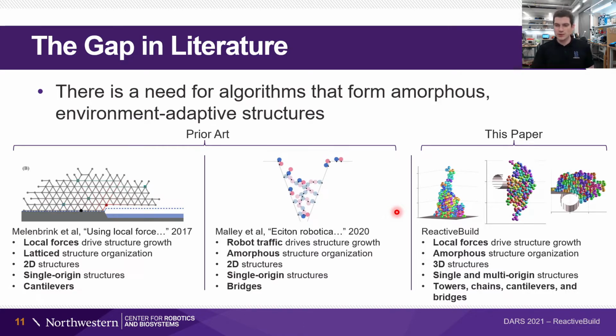And so that brings us to Reactive Build. So like Mellenbrick et al., the robots will be using force in order to guide construction. But what sets Reactive Build apart from these other two examples is, first, it's going to be presented in 3D. Second, we are going to be considering both single origin and multi-origin structures. And we are also going to be looking at using the exact same set of behaviors in order to make different types of structures, whereas the other two concentrated on a single type of structure.